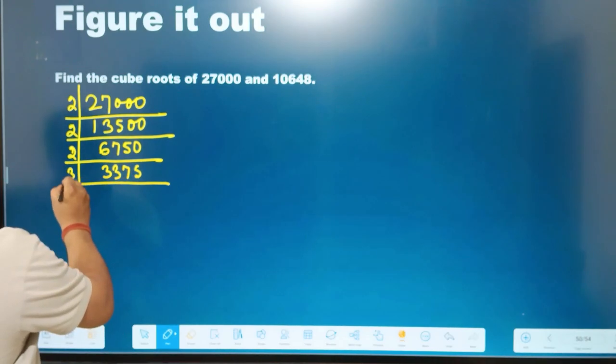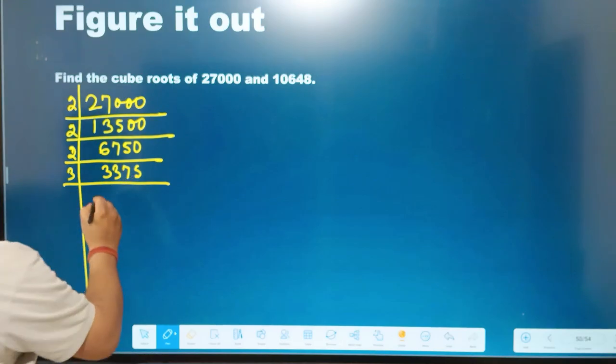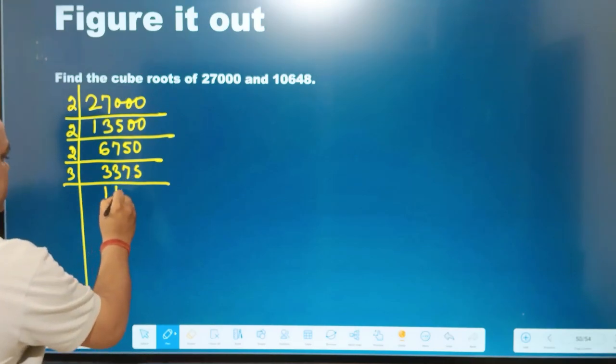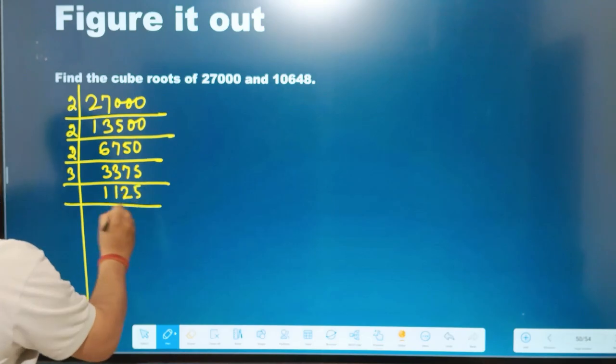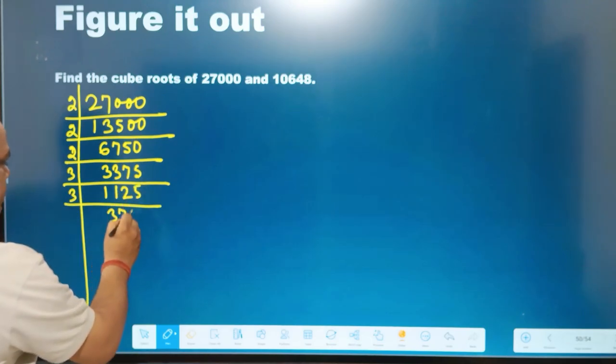So it will go by 3. There will be no division by 2 now. So we will go with 3. 3 ones are 3, 3 ones are 3, 3 2s are 6, 3 5s are 15. We'll go again by 3. So 3 3s are 9, 3 7s are 21, balance 1, 3 5s are 15.